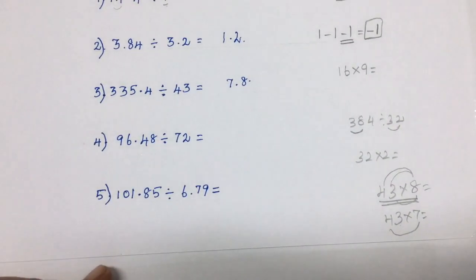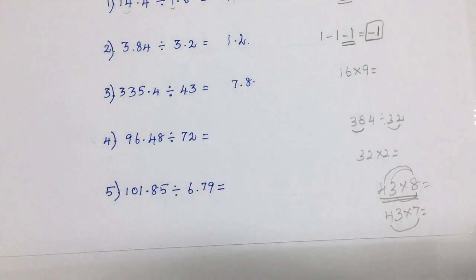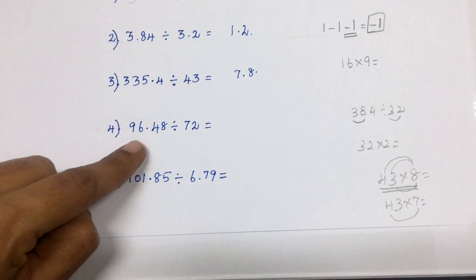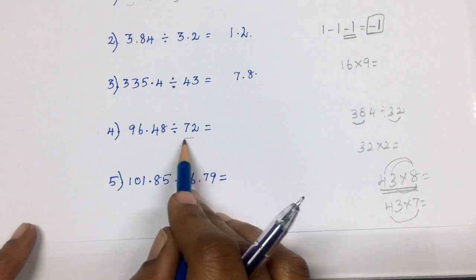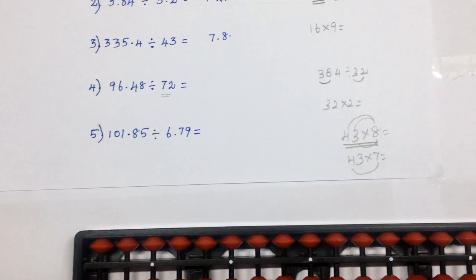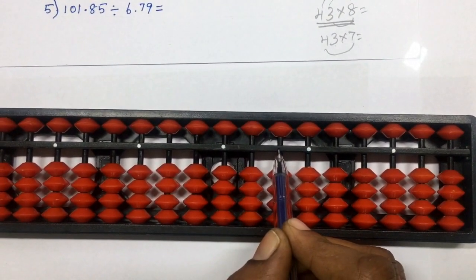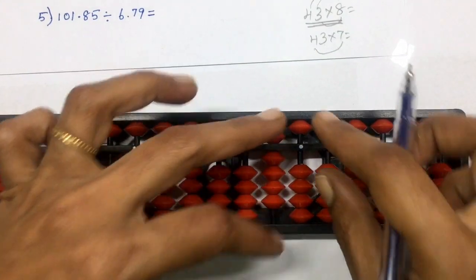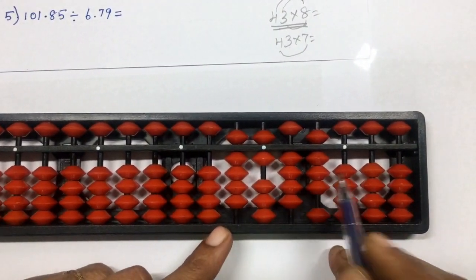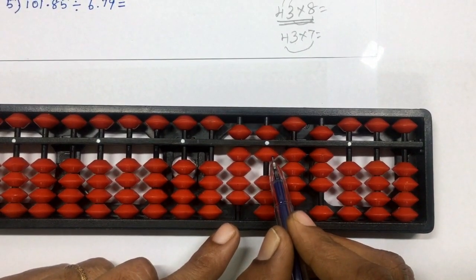Fourth problem. 96.48 divided by 72. Again, two whole numbers in the dividend, 2 minus, again 2 digit. 2 minus 2, 0, again minus 1. So minus 1 is the position. We are going to set the dividend. This is the 0, this is minus 1. So 9648 divided by 72. We can take the first dividend as 96.